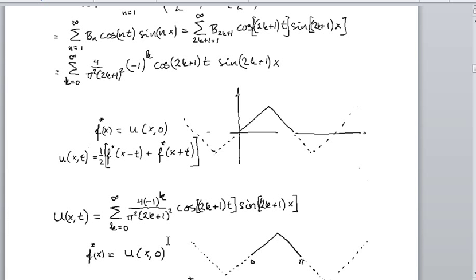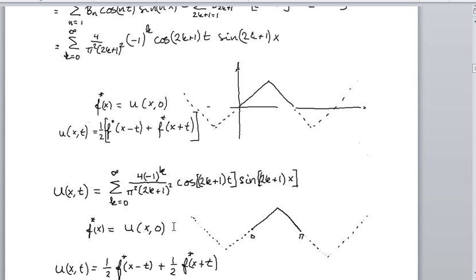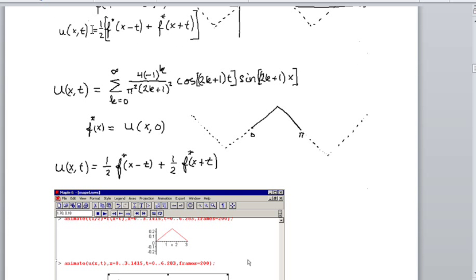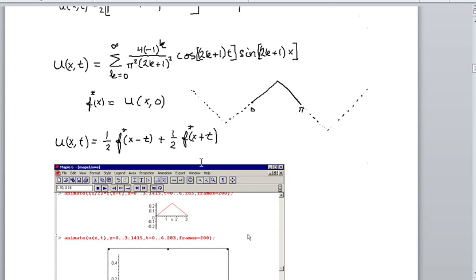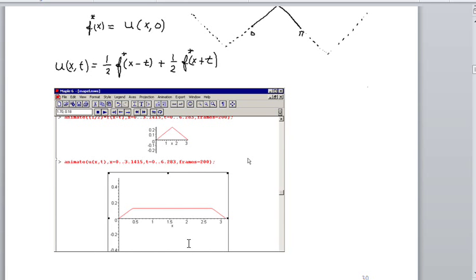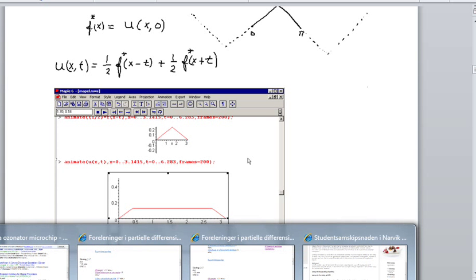And if we know, for example in Maple, how to illustrate this function, we are able to convince ourselves that f star of x minus t is a function which is moving to the right, and this function is a function which is moving to the left, and the sum of these functions, divided by 2, is our solution. So let's just see how this can be done.